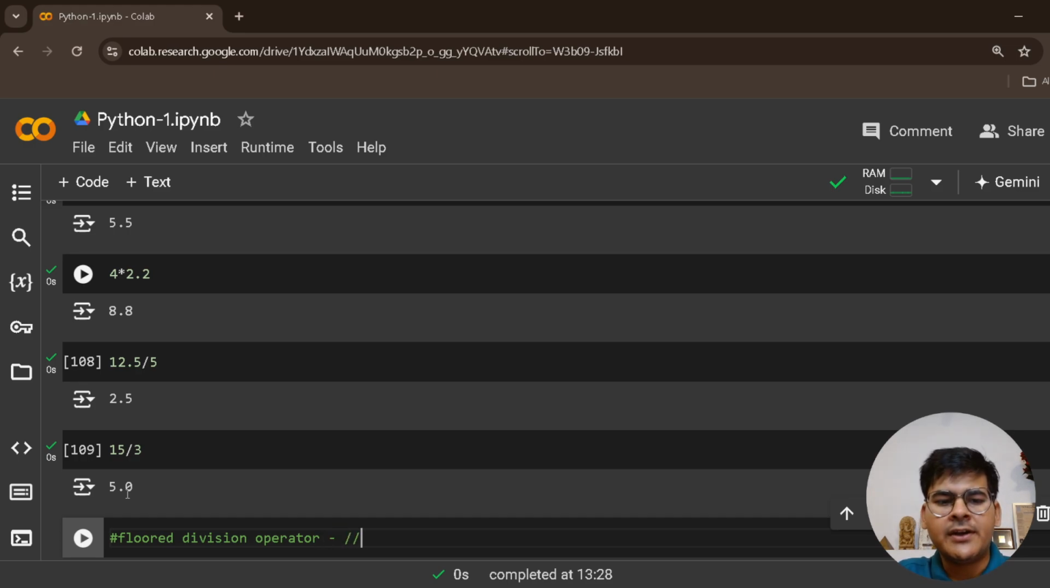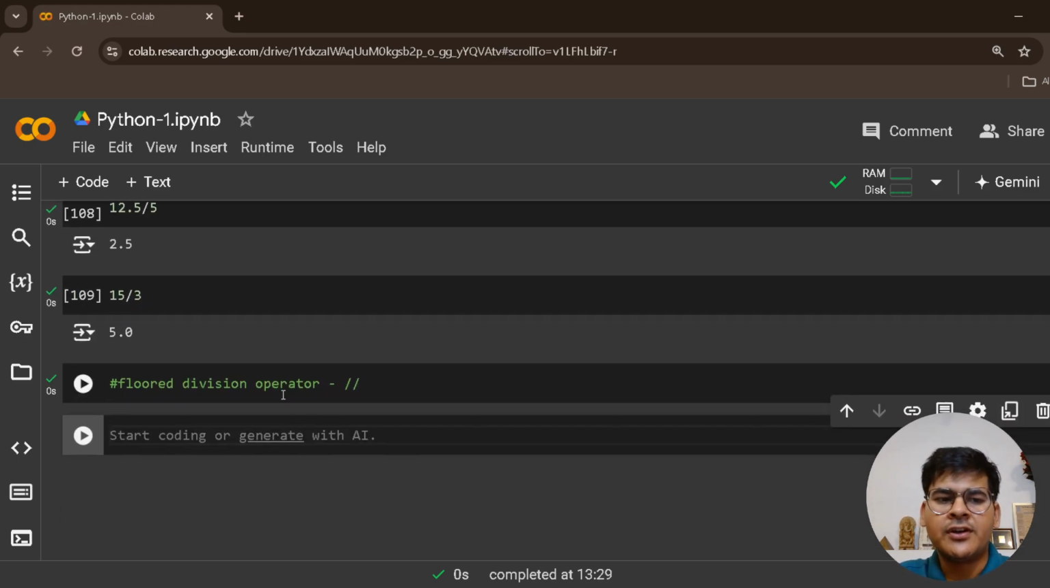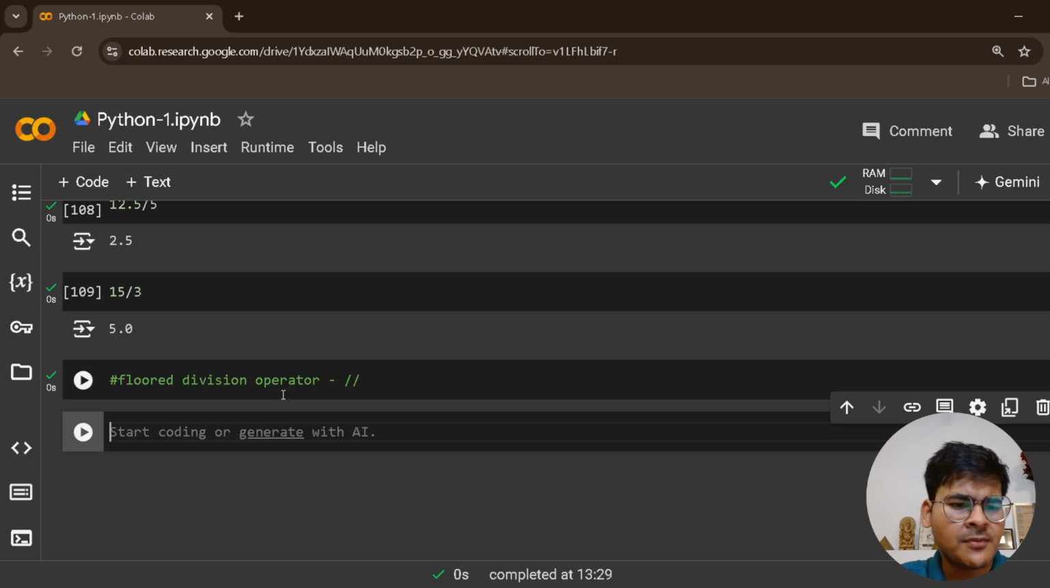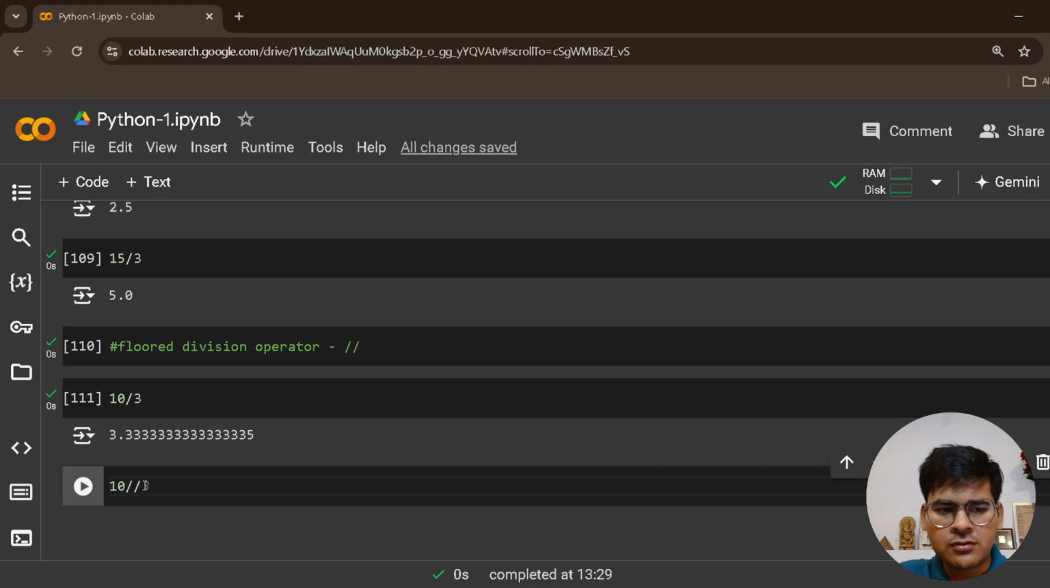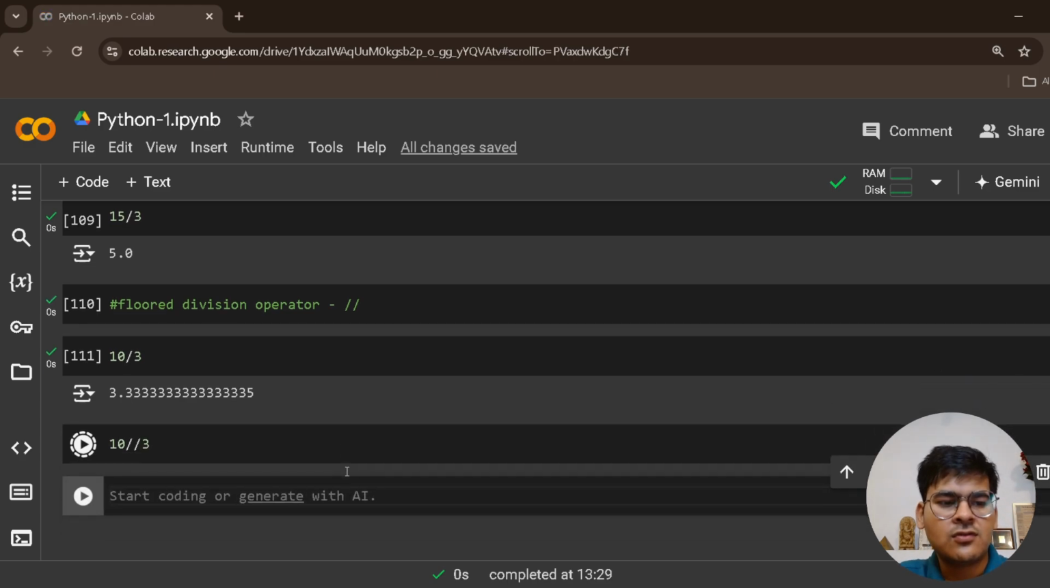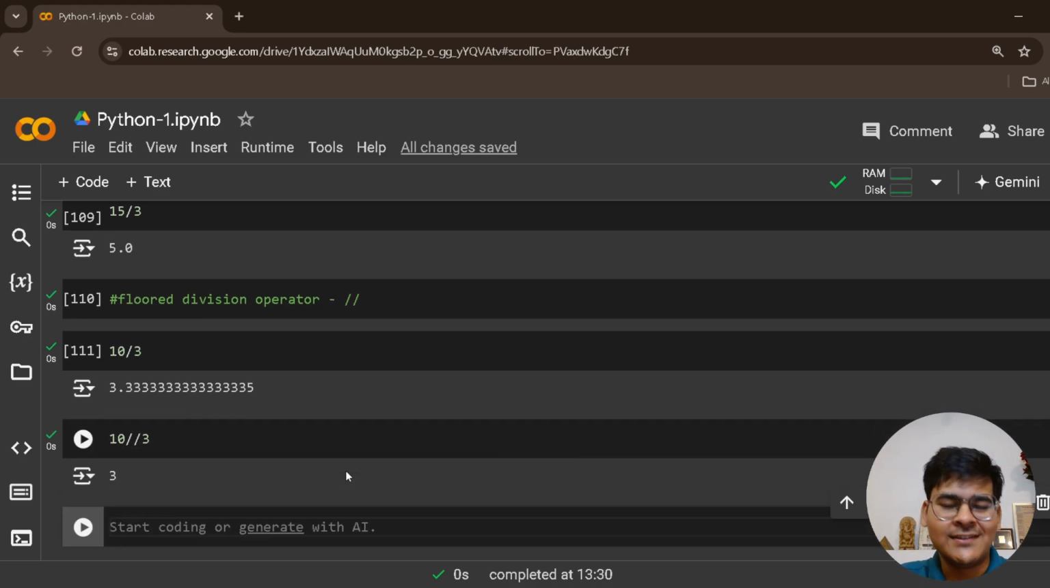It is represented by double division sign. Okay, let's take some example. So I have some very beautiful examples that will help you understand this. So if I do 10 single division 3, this is the actual mathematical division. So 10 divided by 3 is 3.33, right? Now, instead of single division, if I do floor division, which is your 10 double divide 3, I'm just giving it a name, if I run this, I get only 3.